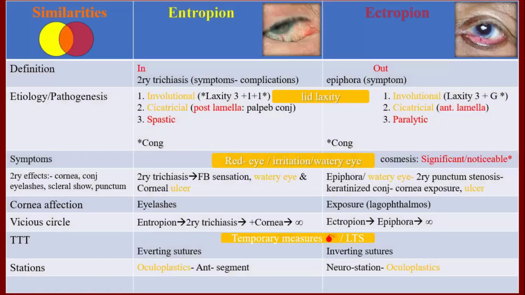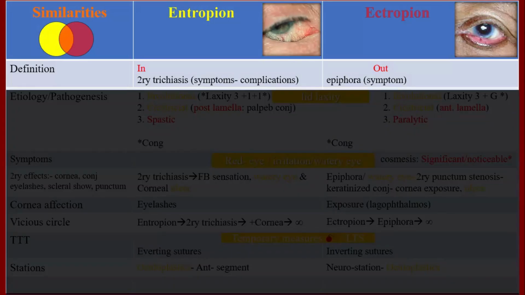So this is a table. It looks complicated, but we are going to go over each point one by one. Okay, let's start. So, as you can see here, I am also going to say the points of difference and some of the points of similarities. And I will show you how sometimes, even though entropion is just the opposite of ectropion, there are still some points of similarities between both disorders.